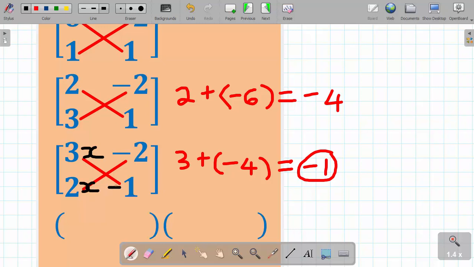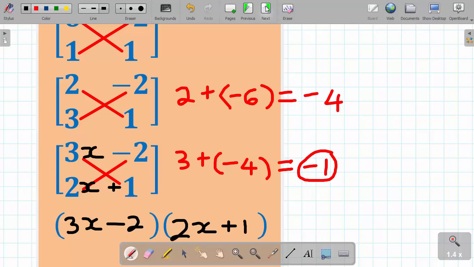So when I'm done with that, my final answer is going to be 3x minus 2 multiplied by 2x plus 1. I hope you understood this cross method.